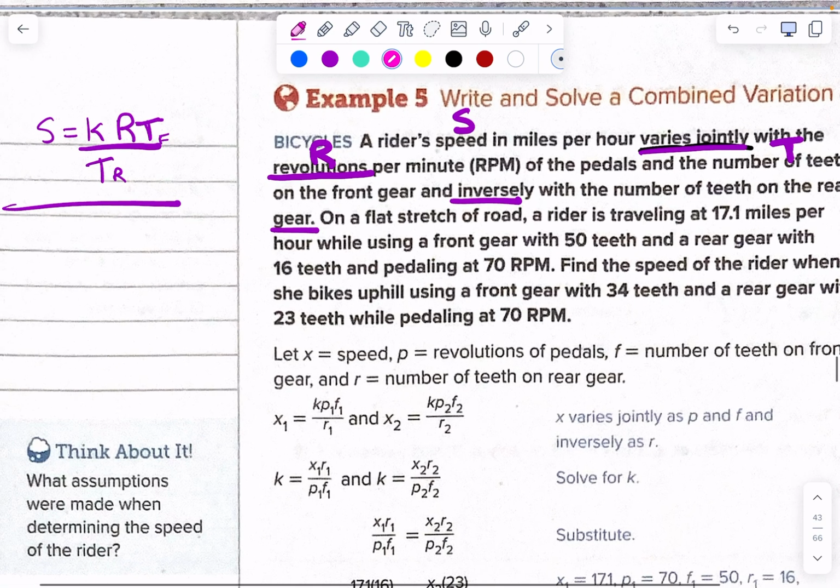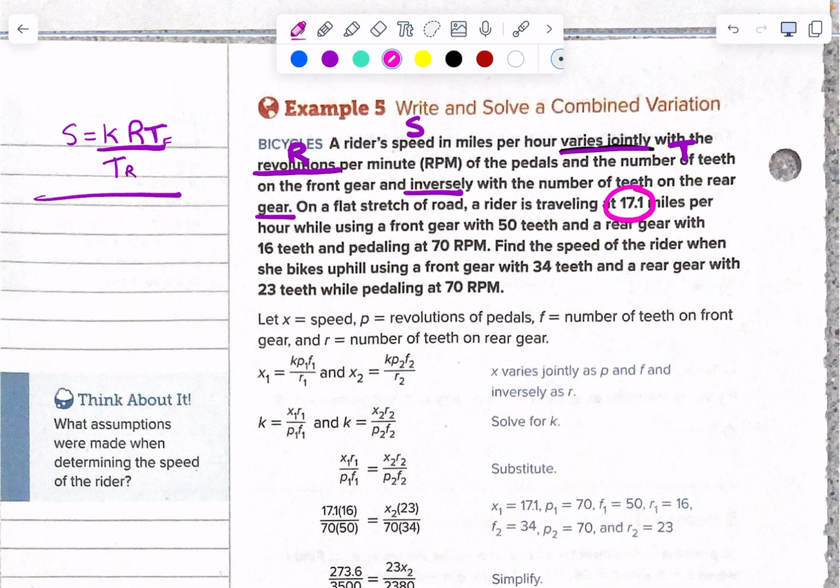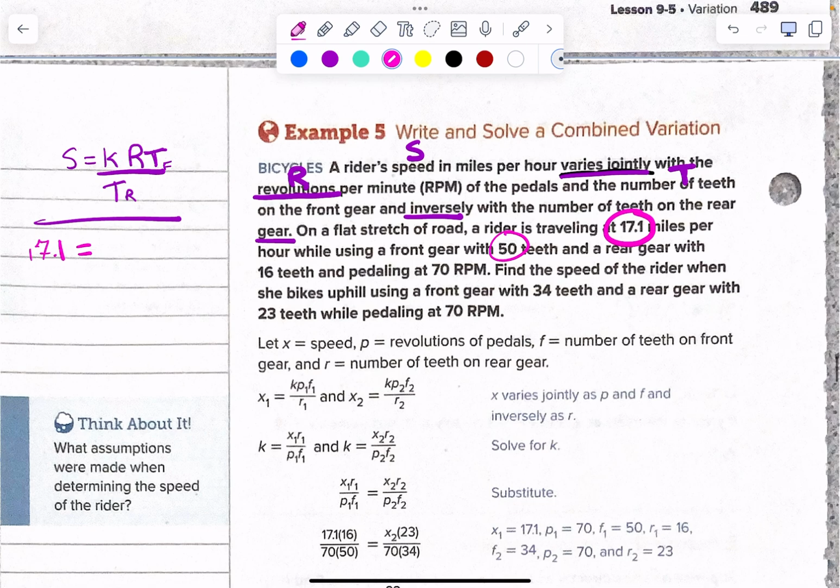All right, let's put stuff in. Here we go. On a flat stretch of road, we gotta plug stuff in. On a flat stretch of road, a rider is traveling 17.1 miles per hour. Where does that go? Speed, 17.1 miles per hour is S, okay? While using a front gear with 50 teeth, teeth front is 50. And a rear gear with 16 teeth, that goes on the bottom. Pedaling at 70 RPM. That goes in for R. We're trying to solve for K, so we have to solve for K first.